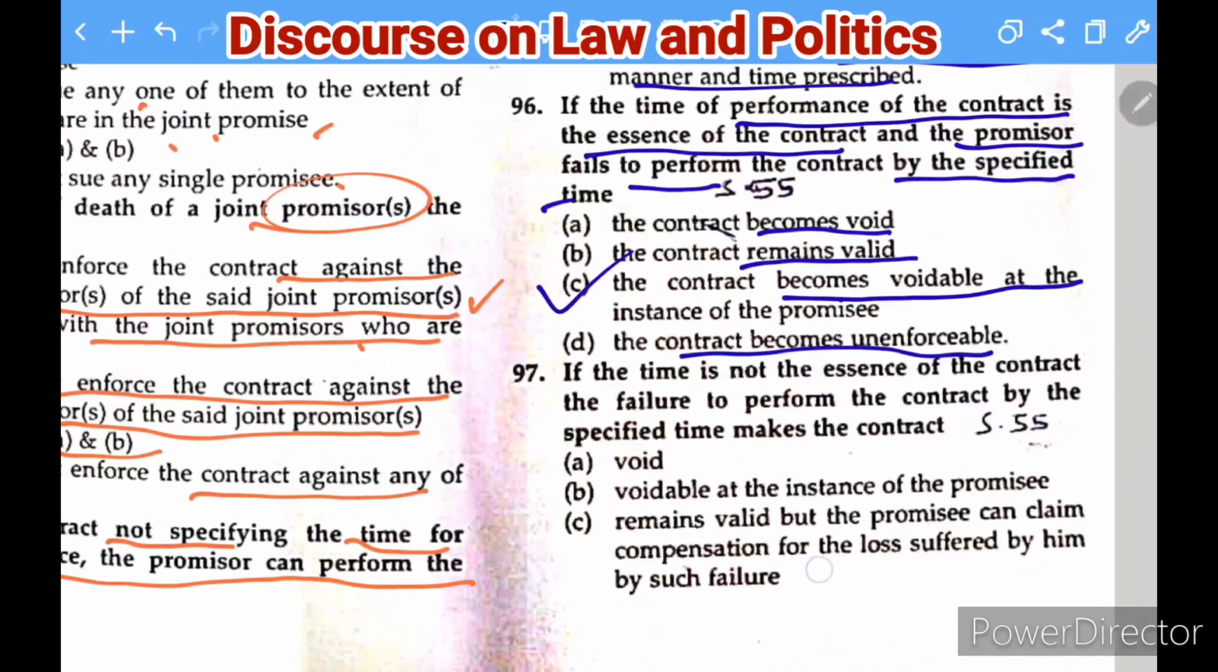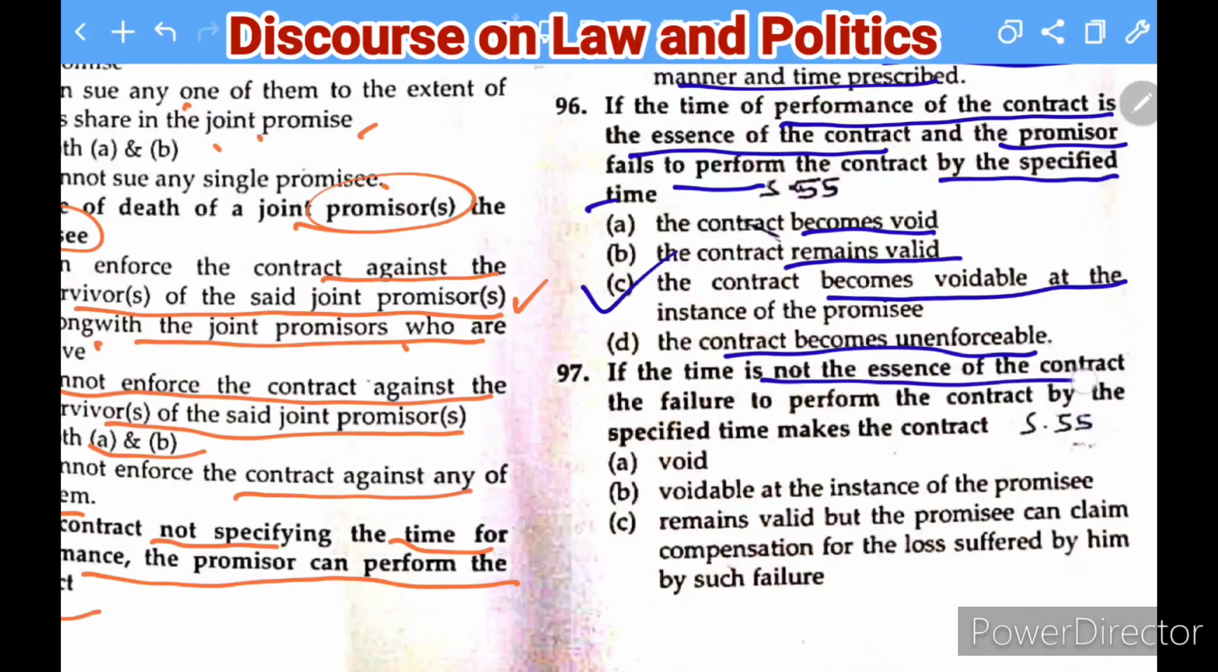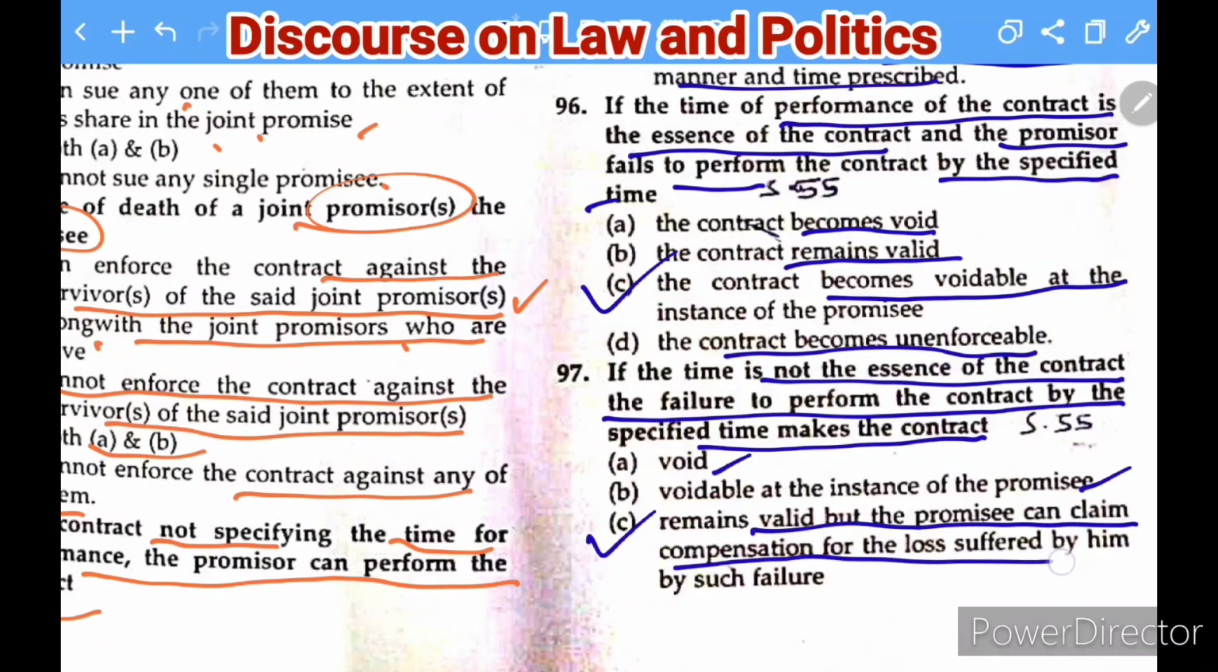The next question, question number 97. If the time is not the essence of contract, the failure to perform the contract by the specified time makes the contract voidable at the instance of promisee, remains valid, but the promisee can claim compensation for the loss suffered by him by such failure. So my dear friend, this is the right option. Remains valid, but the promisee can claim compensation for the loss suffered by him.